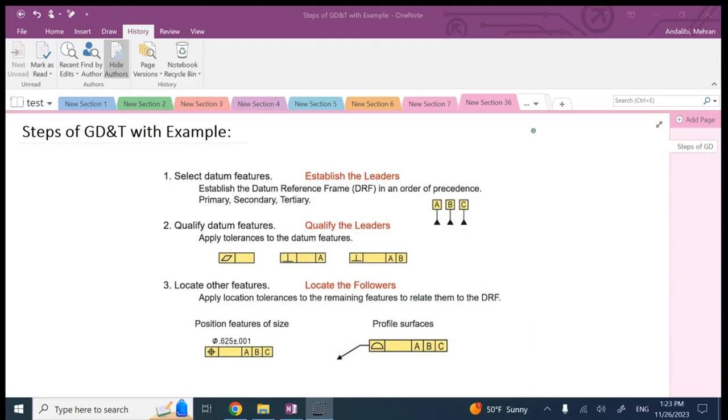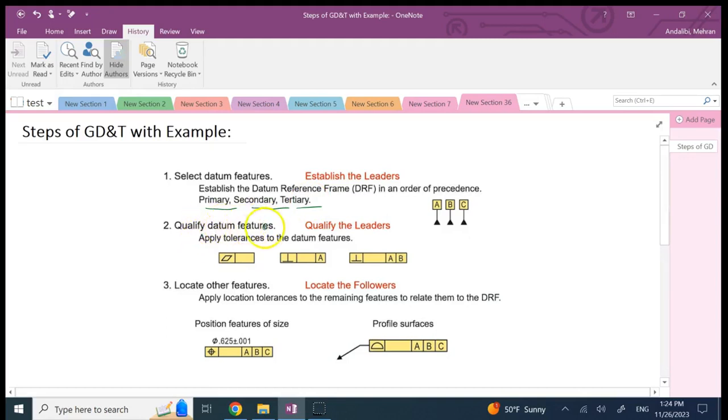Step one is you select the datum features and refer to them with these leaders. And most of the time we need three datums: primary, secondary, and tertiary. As I talked about in previous videos, which surfaces, which features do we choose as datums? The ones that are involved in assembly. Which one do we typically take as primary? The one that is typically a bigger surface and more stable. Okay, so that is about selecting datums.